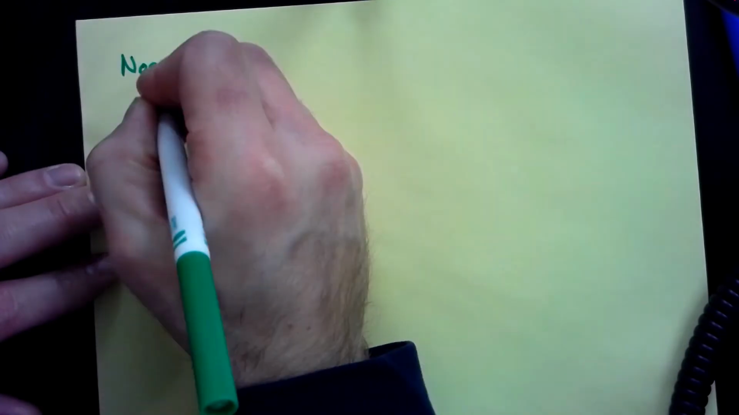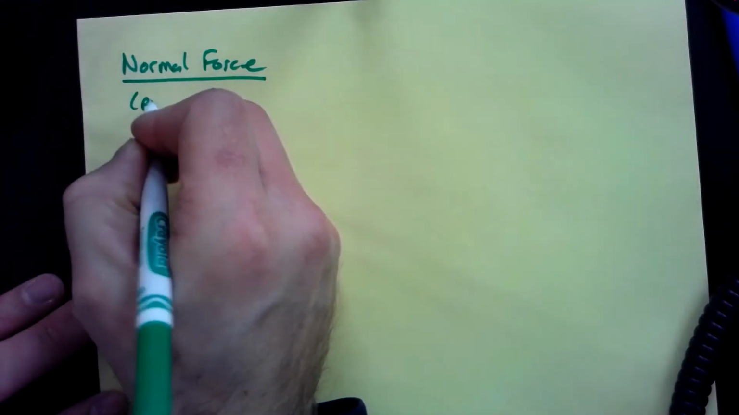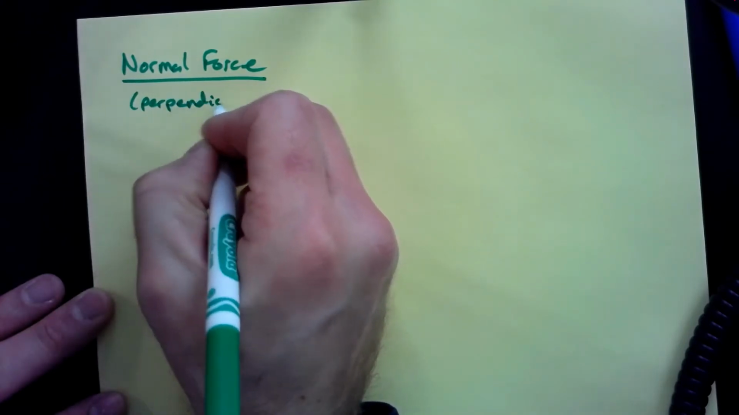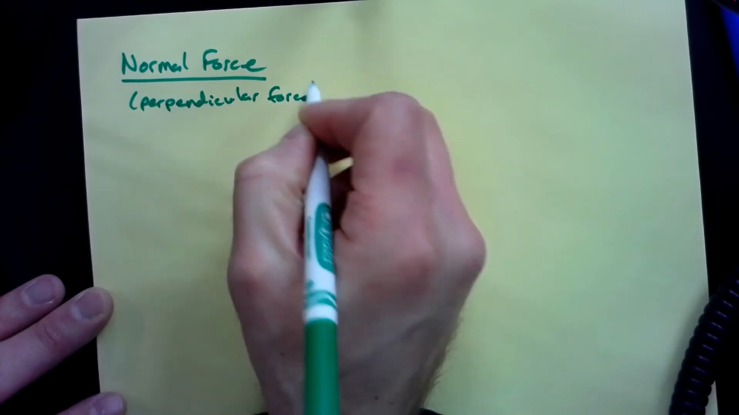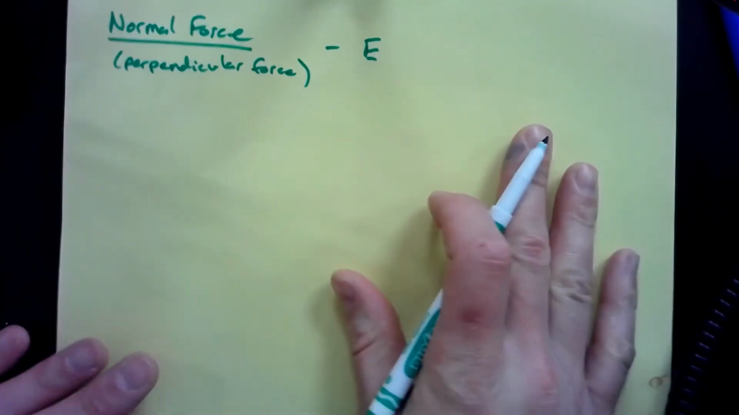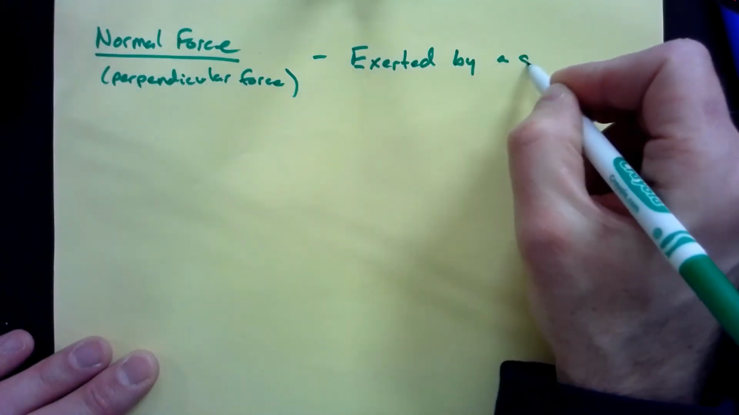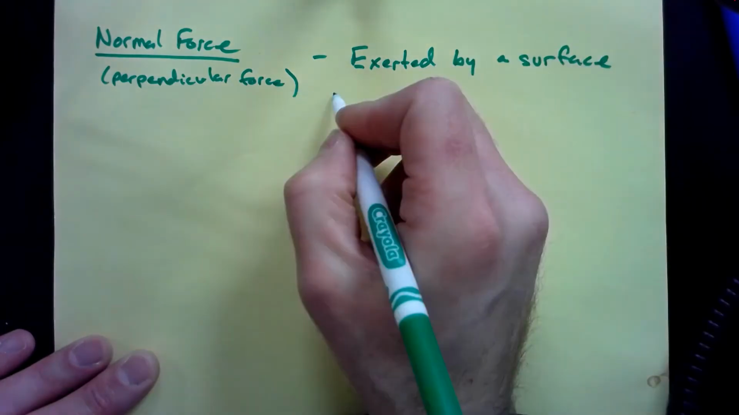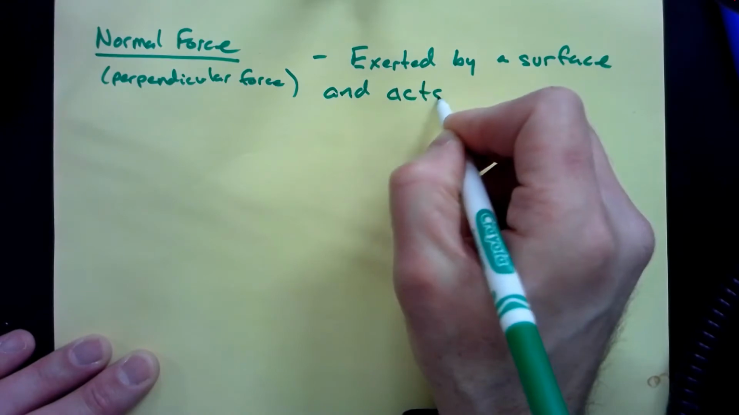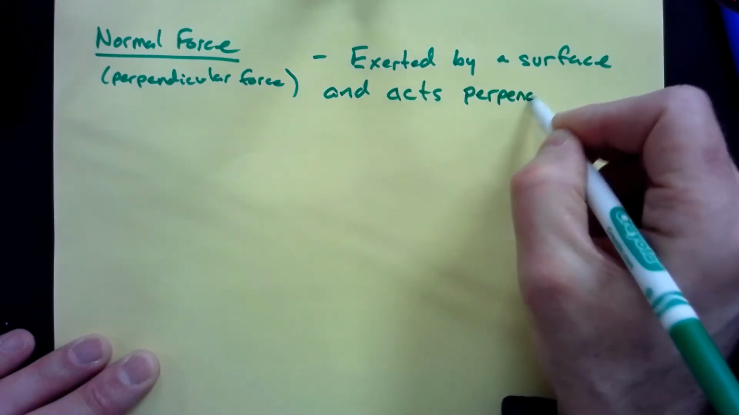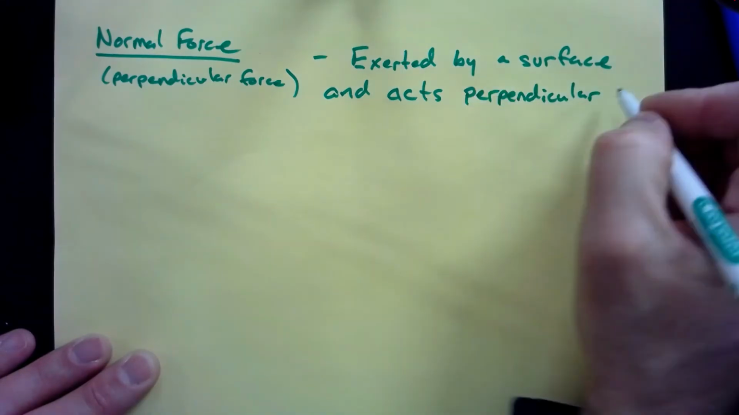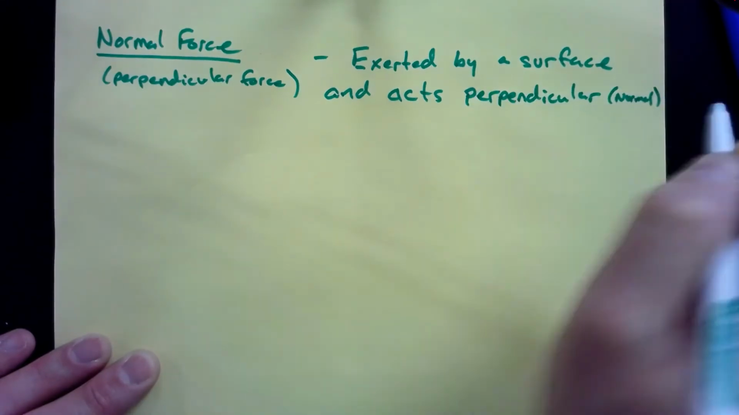Okay, the next force is the normal force. All right, normal force. In geometry, the word normal is perpendicular. So really this is the perpendicular force. All right, it is exerted by a surface and acts perpendicular, or normal, to the surface.